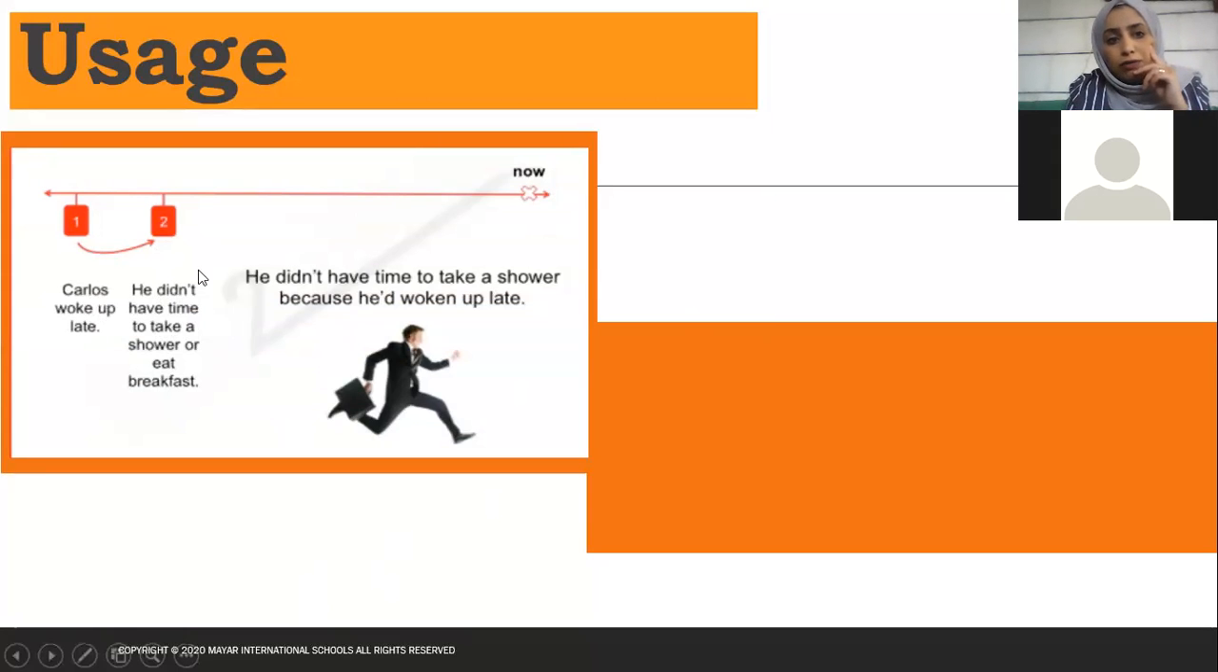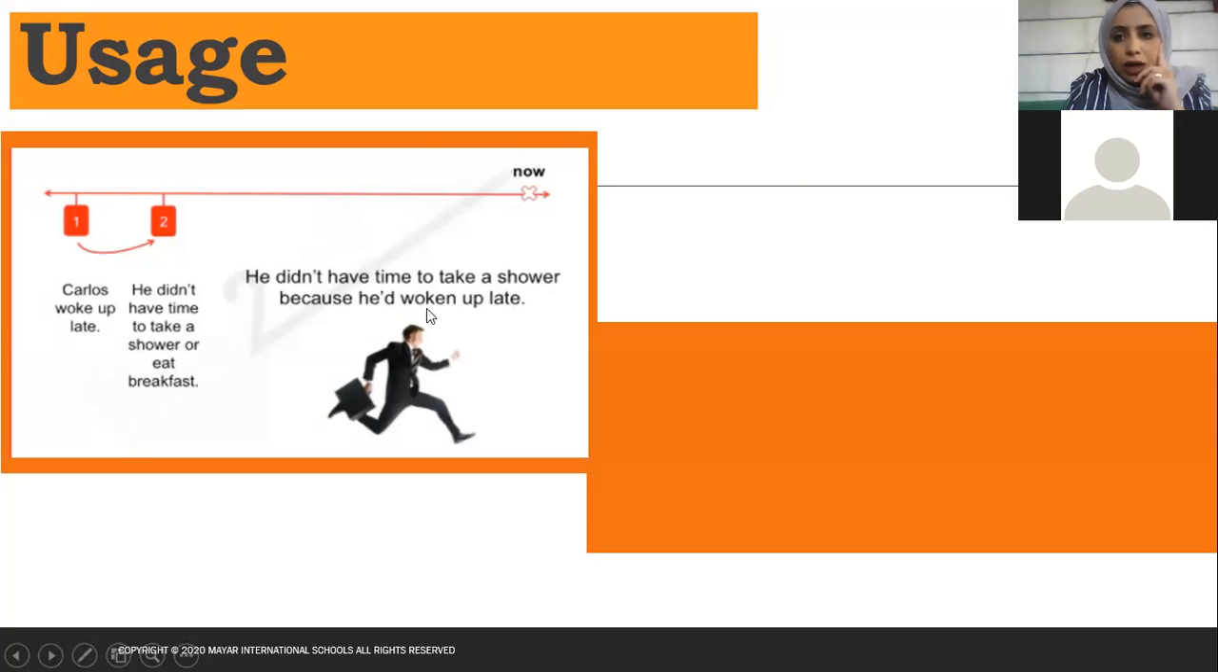So when you have two actions in the past, and the timeline here shows you that it's in the past, okay? So if you have two actions in the past, the action that occurred first should be expressed using the past perfect. Once you use the past perfect, the listener will immediately understand that this action happened before another action in the past. So you end up having this. He didn't have time to take a shower because he had woken up late.